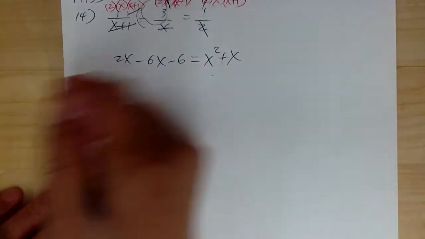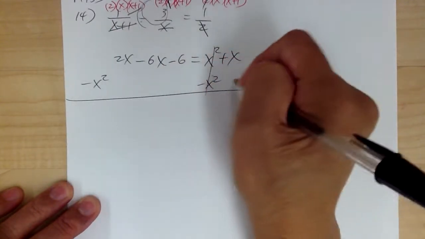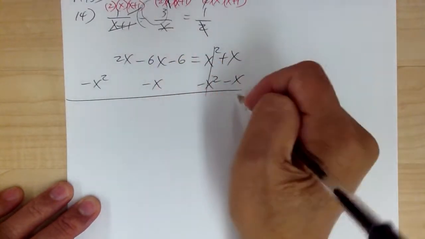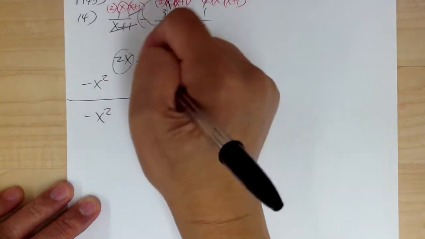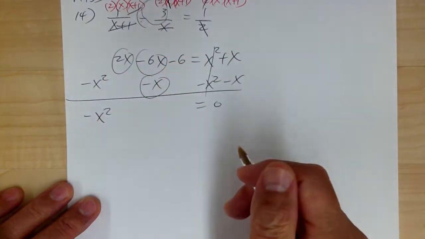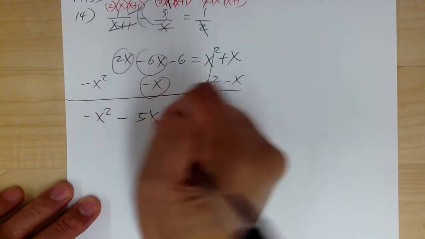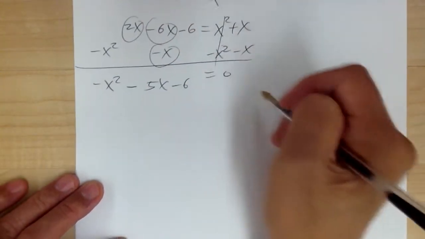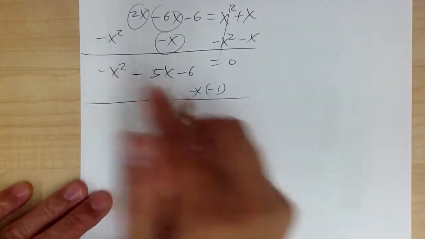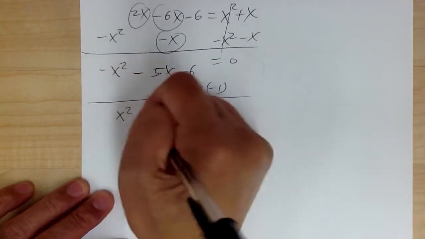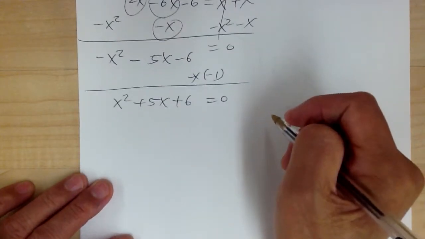Okay? So move everything to this side. So minus x squared. Cancel out minus x. So you're going to get negative x squared. Now combine the like terms. So you got 3 of them. So you're going to get negative 5x minus 6 equal to 0. So again, multiply by negative 1 because you don't want to factor with a negative in front. So you got x squared plus 5x plus 6 equal to 0.